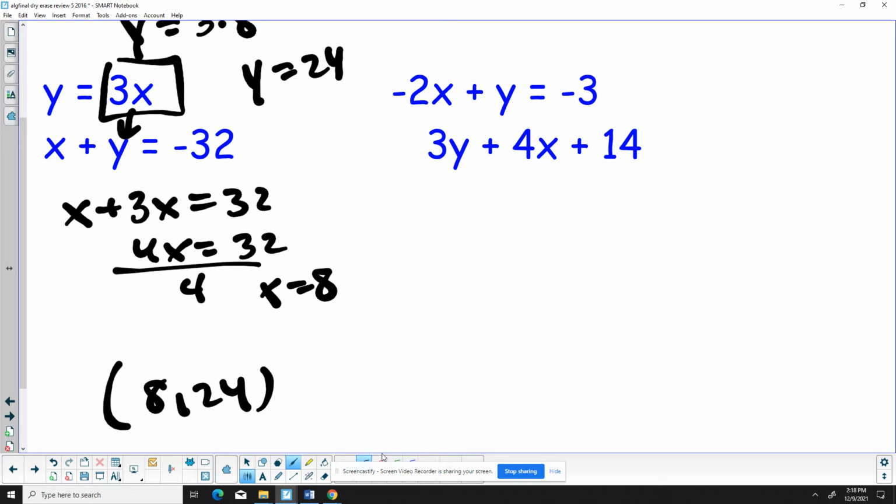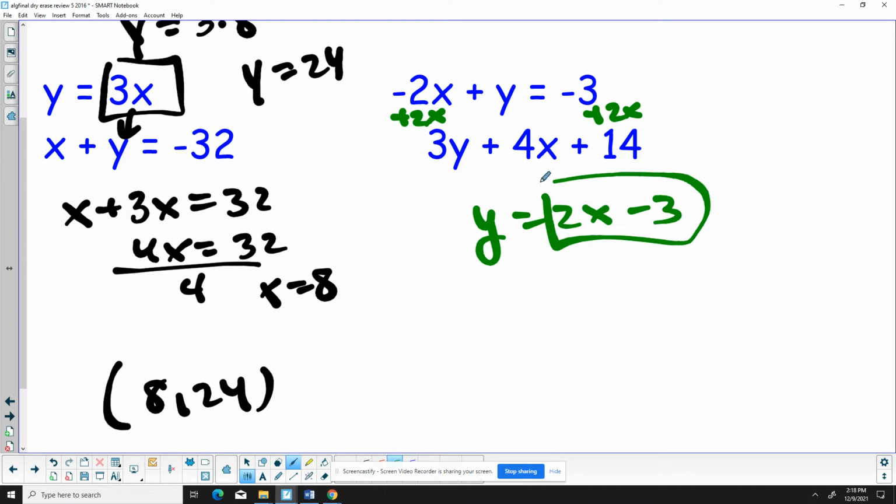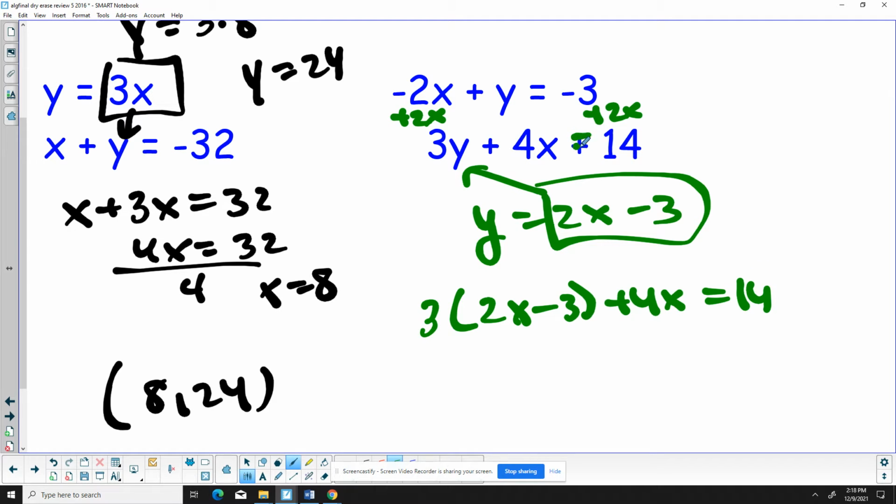And if I do the other one by substitution, I would need to add 2x to both sides so I could isolate the y. And that's what I'm going to plug in here. And I'm going to have to distribute this time. So 3 times 2x minus 3 plus 4x equals 14. That's supposed to be an equal sign. So distributing that, 6x minus 9. Yep, that's right.